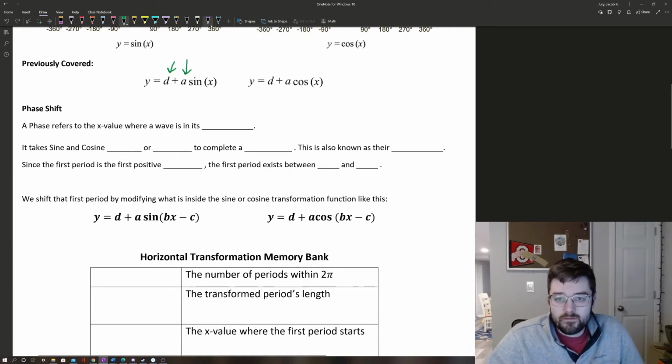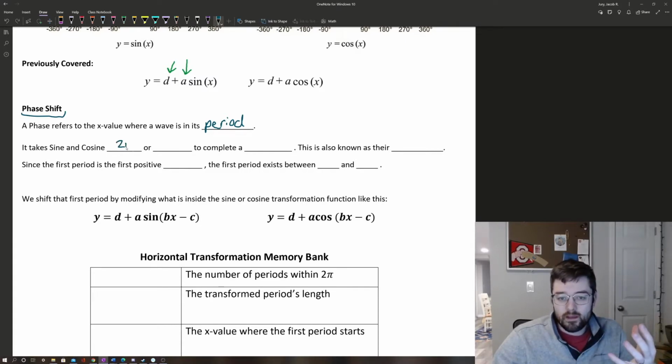And the first bit of terminology that we're going to use for our first set of horizontal transformations is the phase shift. So a phase shift exactly is what refers to the x value where a wave is in its period. So the period, like Miss White described, it takes sine or cosine 2 pi units or 360 degrees to complete a full period.